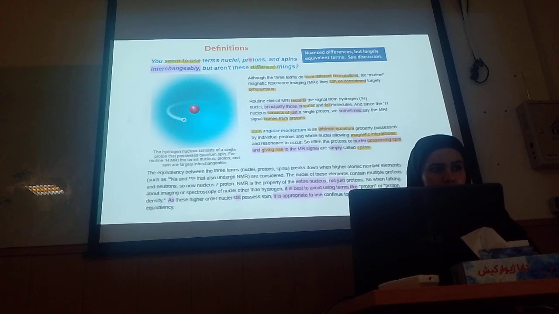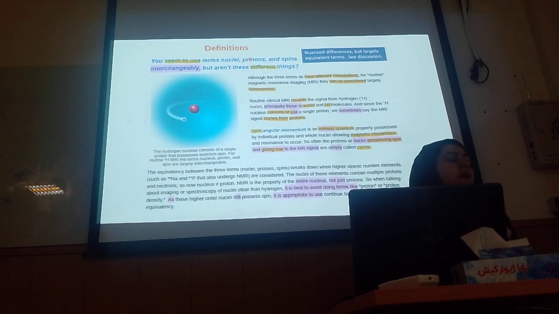Those atoms are elements which are abundantly found in our tissues, right? Hydrogen, carbon, nitrogen. These types of nucleus. Monovalent nucleus: those atoms which have one valency, one proton and neutron.